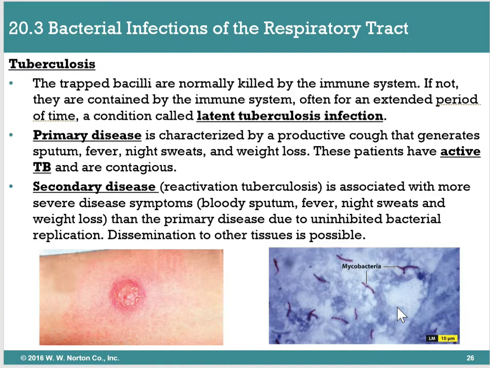So primary characteristics of the disease is where you have a productive cough. A lot of times you have sputum, you have fever, night sweats, and maybe even some weight loss. So this is where a patient is considered active TB and they are contagious. Now, secondary, this is where it can become reactivated, and this is where it can be associated with more severe symptoms, like the blood sputum, also night sweats, fever, weight loss. So it's kind of just like the primary, but this is where you actually have blood coming out.